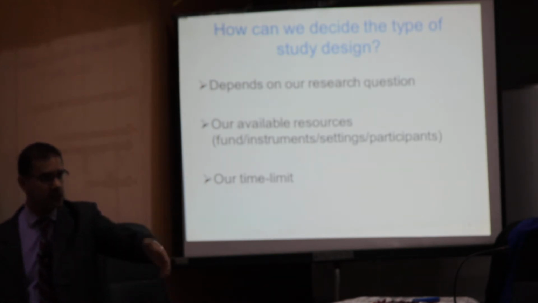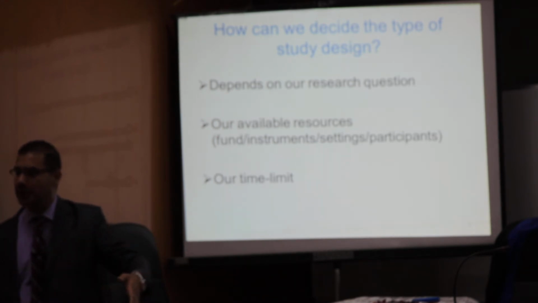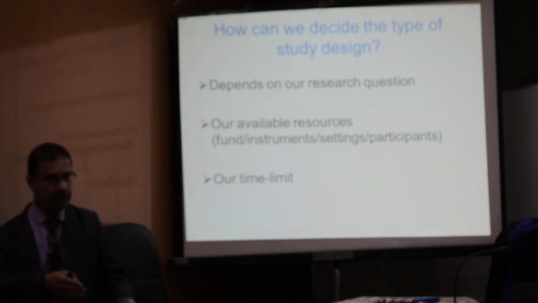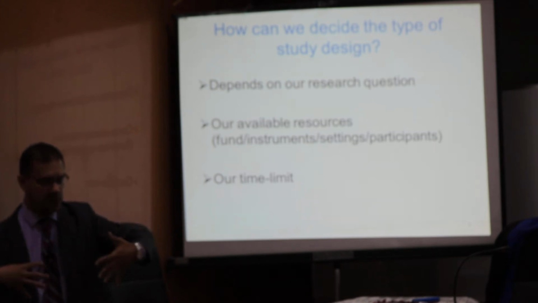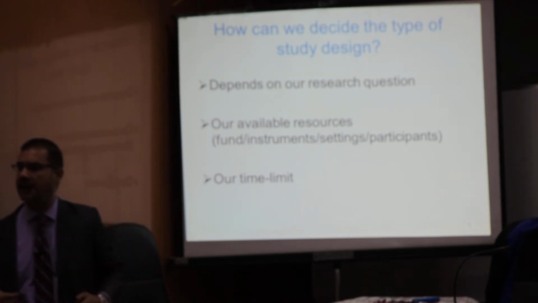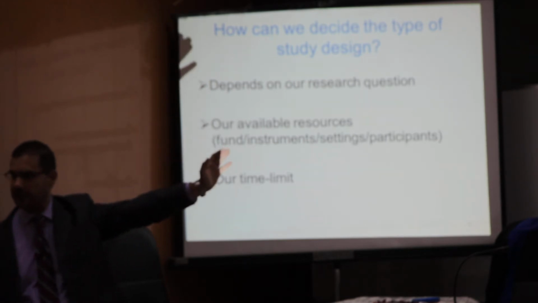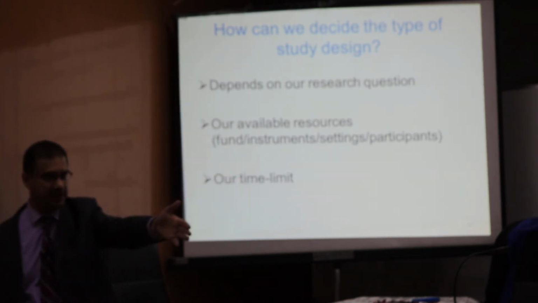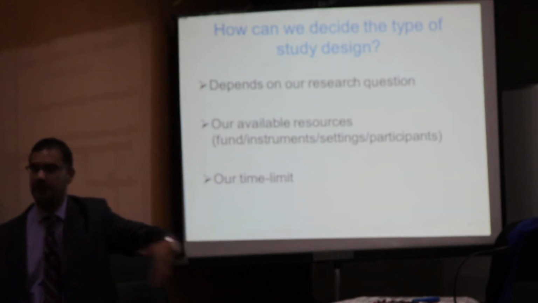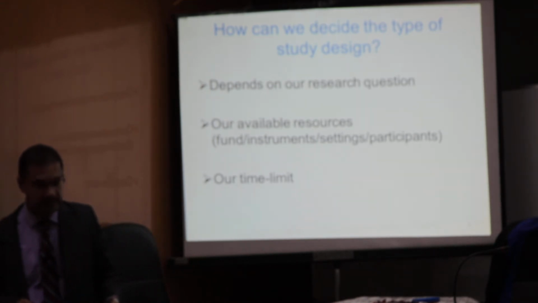Also, it depends on your fund, your facility, your instruments, your time, your resources. You cannot choose to do something when you don't have the device. So you need to choose the design that helps you to answer your question with your available resources. Also, the time limit. I cannot conduct a randomized control trial for 3 years. I need to graduate next year. So be practical, be pragmatic. Don't say, I will do a 3-year randomized control trial and I need to graduate next year. So we have a timeline. In diploma, we have 3 months. In master's degree, we may have 6 months. In PhD, we may have maximum 1 year. So be practical in choosing the timeline.